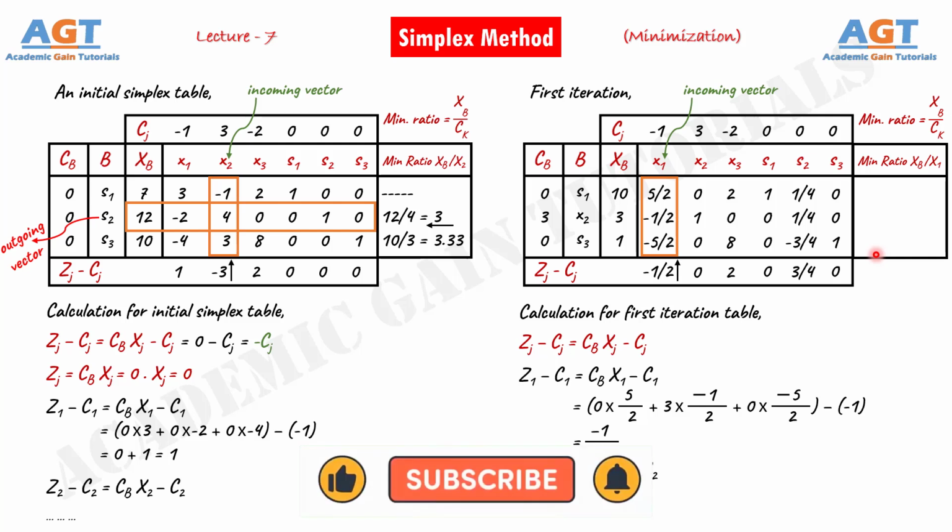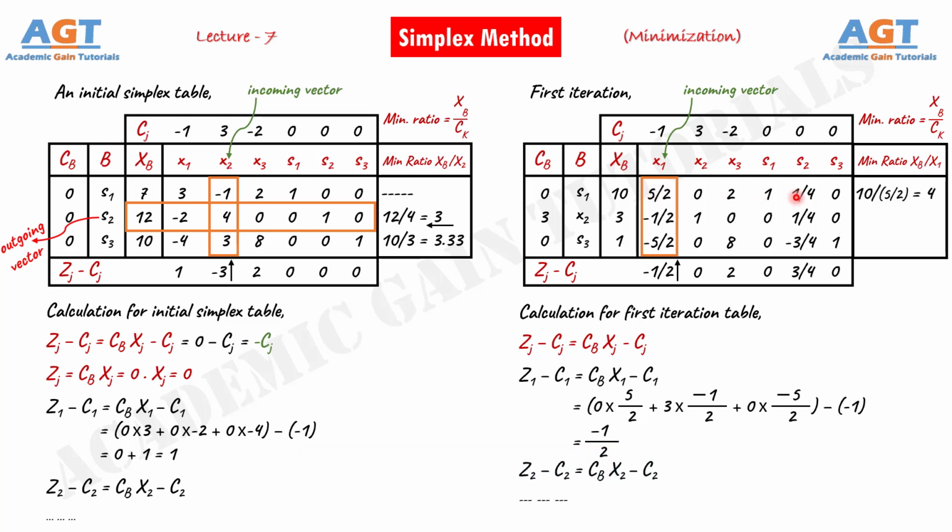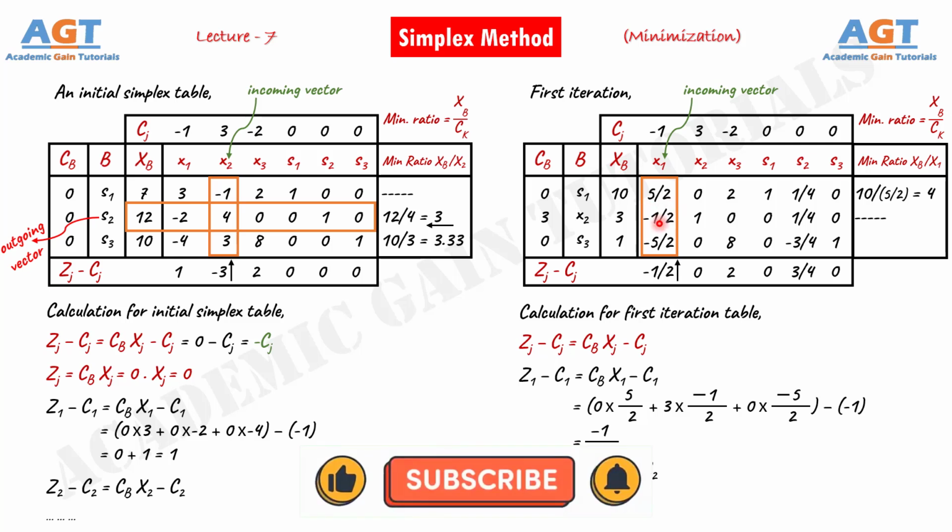So, for the first row, xp is 10, and value of x1 is 5 by 2, so we divide 10 by 5 over 2, the minimum ratio will be 4. For the second row, xp is 3, and value of x1 is minus 1 by 2. Since the value of the key column is minus 1 by 2 in this row, which is a negative value, we will not calculate the minimum ratio for this row, because we said earlier that the value of key column has to be greater than 0, it cannot be 0, or less than 0.